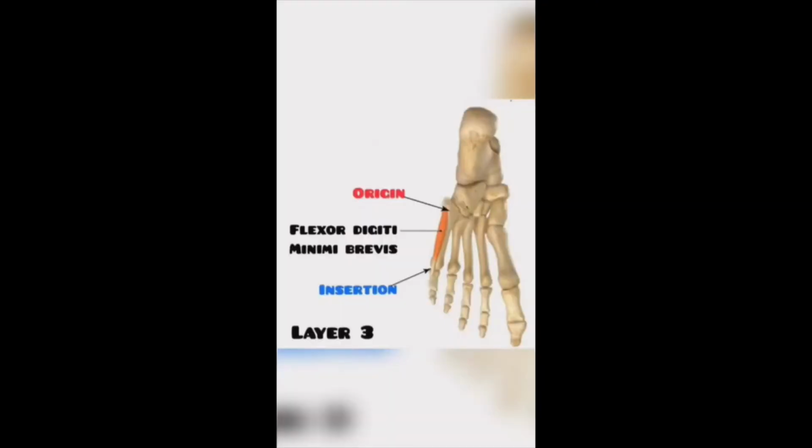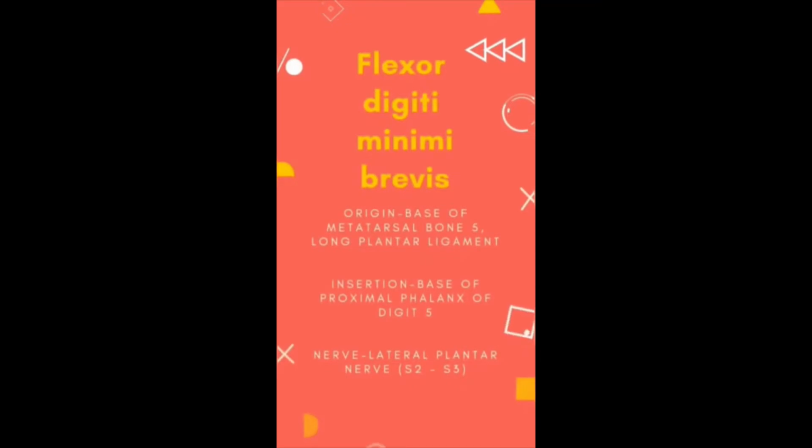Flexor digiti minimi brevis. Origin of this muscle is in the base of the metatarsal bone of digit 5 and the long plantar ligament. Insertion of this muscle is in the base of the proximal phalanx of digit 5. Again, the nerve is supplied by the lateral plantar nerve with a root value of S2 and S3.